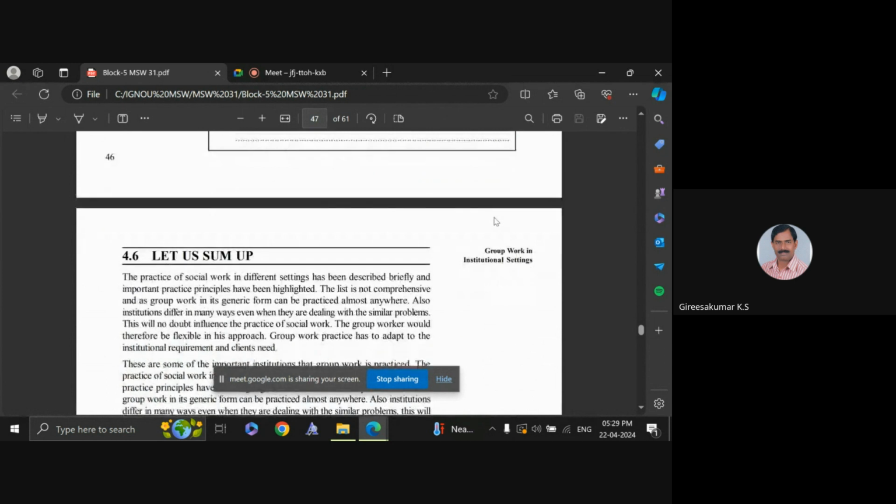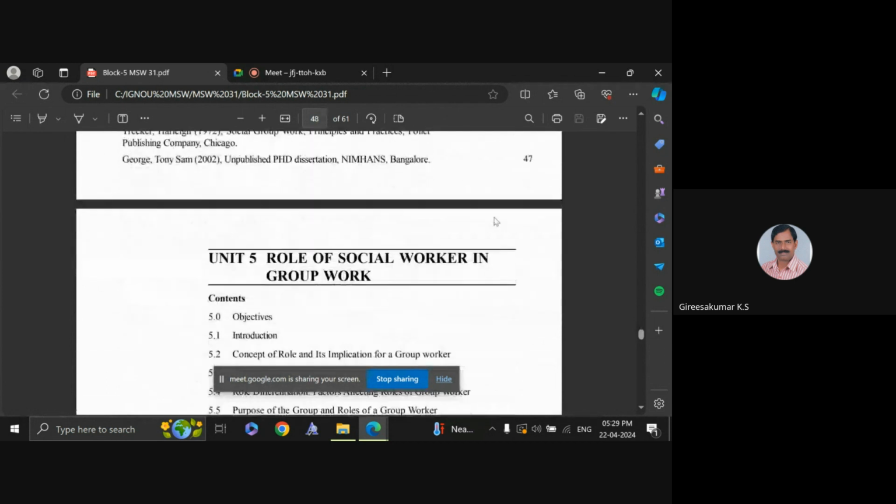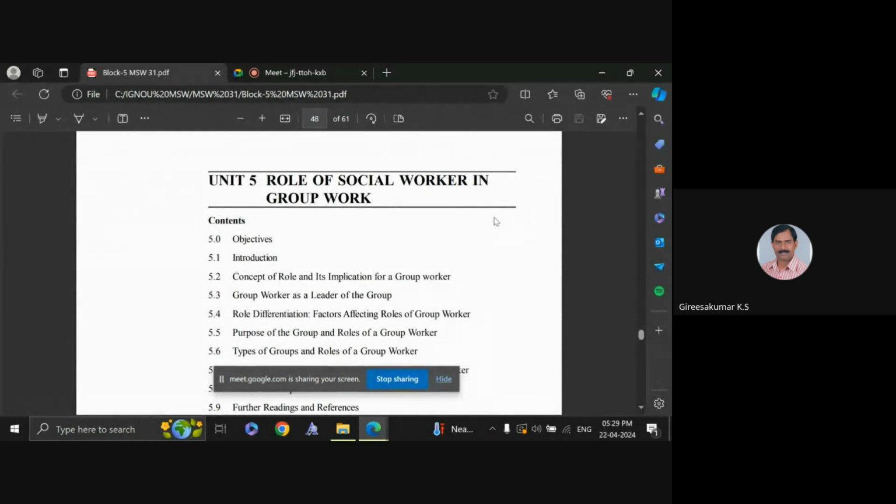Thus, we finish the fourth unit. Pass on to the fifth unit, which is the last unit. The role of the social worker in group work is most important, because if there is no social worker, the issues will not be settled. Hence, his role and implications are very important.